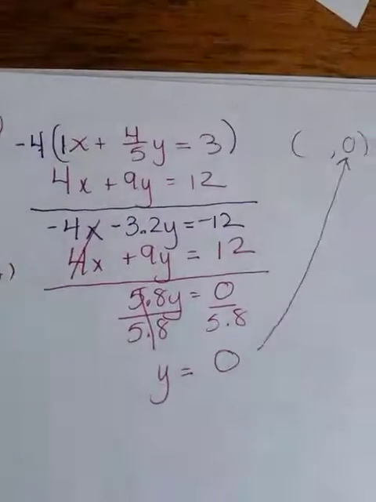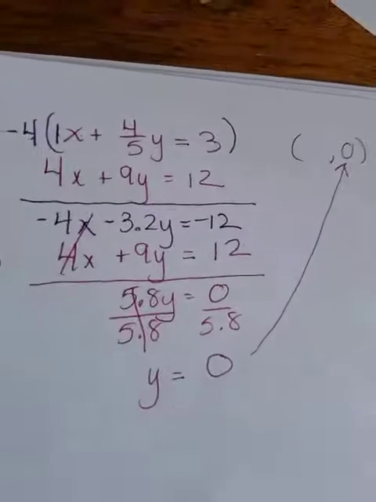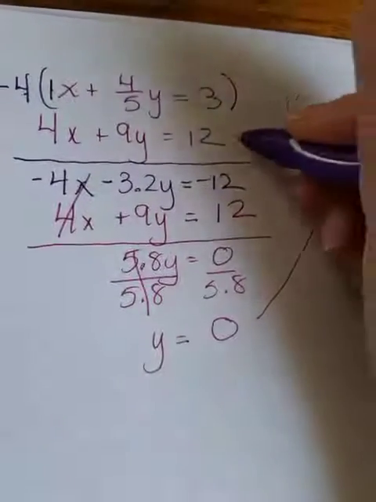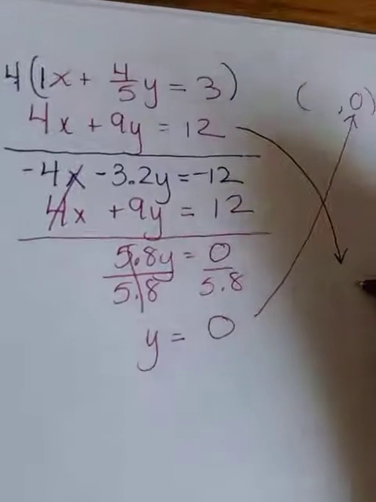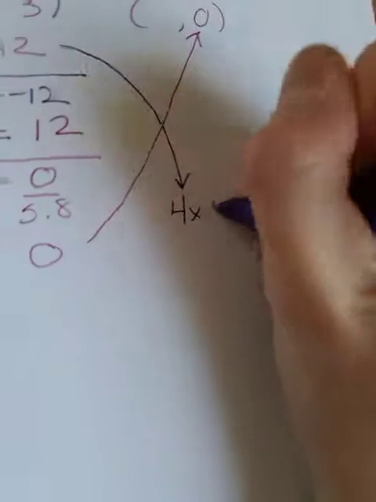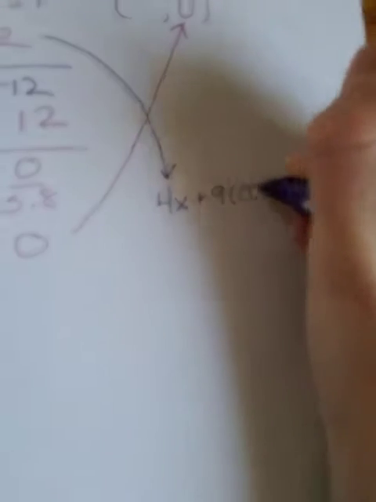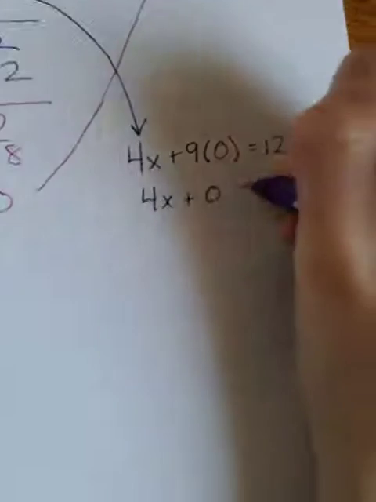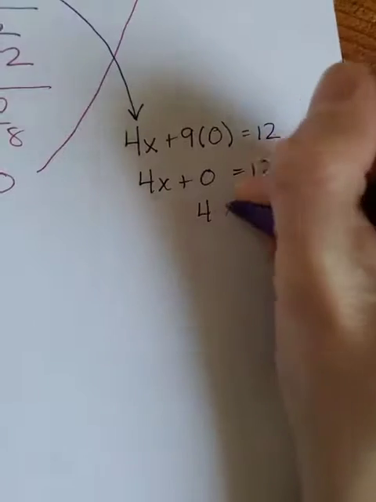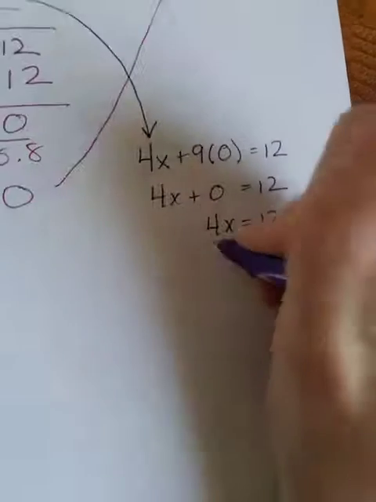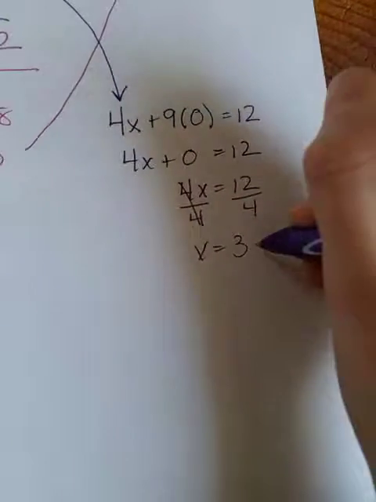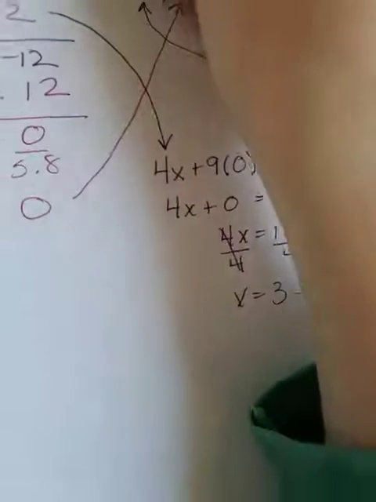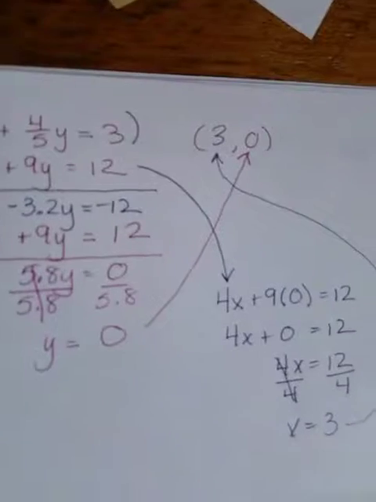Now, do we have to go through this all again to find x? We've talked about that before. The answer is no. And I know that a lot of us don't like to deal with fractions, so I'm going to choose the second equation to find x. So I'm going to have 4x plus 9 times my y, which is 0, equals 12. So I have that. So really, it's just 4x equals 12. You're going to divide both sides by 4. 12 divided by 4 is 3. I just found the x of my answer is 3, 0.